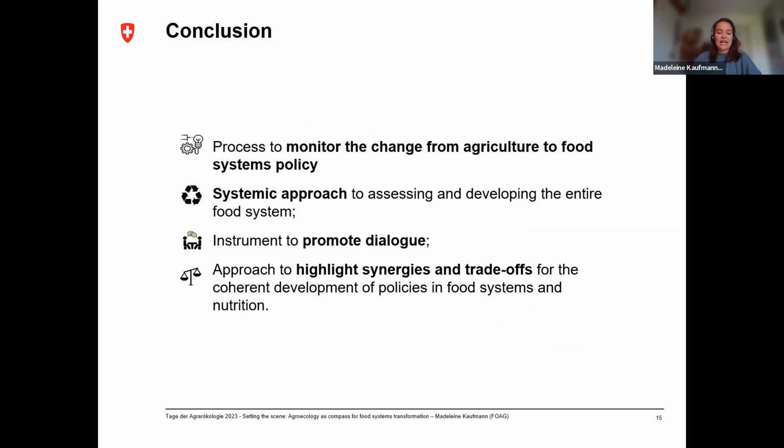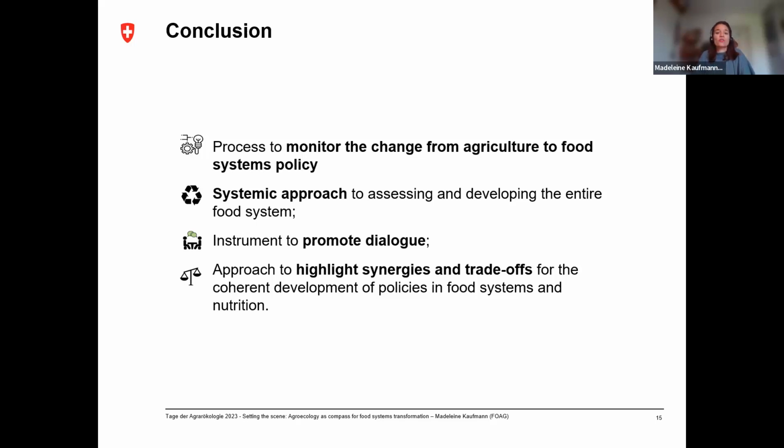We believe that agroecology can serve as a process to monitor the change from a purely production-oriented agriculture policy to a food systems policy. So the principles, they accompanied us at FOAG also to do this shift now. It can serve as a systemic approach in order to keep track of the evaluation and development of the entire food systems and its complex interdependencies. And agroecology can also be an instrument to promote dialogue, like I said in the beginning with the project we did, to strengthen collective learning, an important aspect in policy making. And it can serve as an approach to highlight synergies and trade-offs to ensure the most coherent possible development of food systems and nutrition policies.